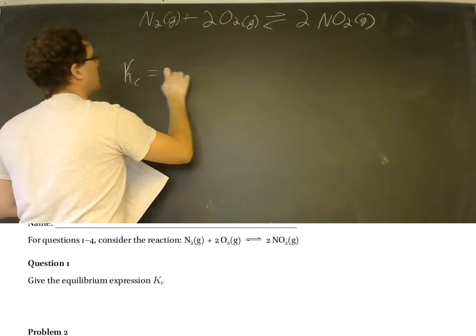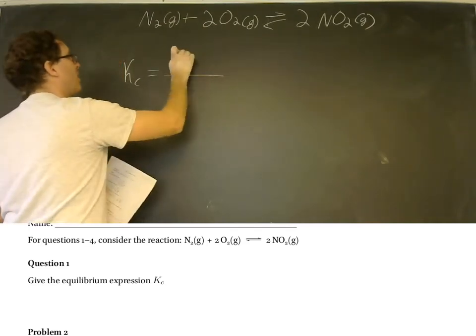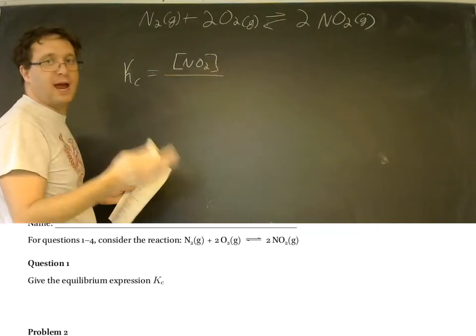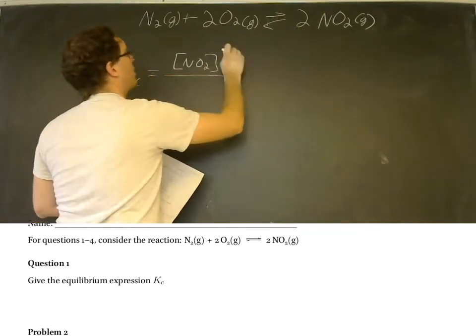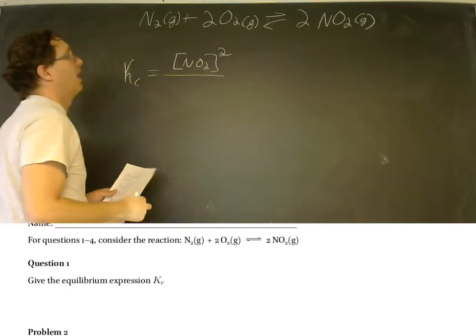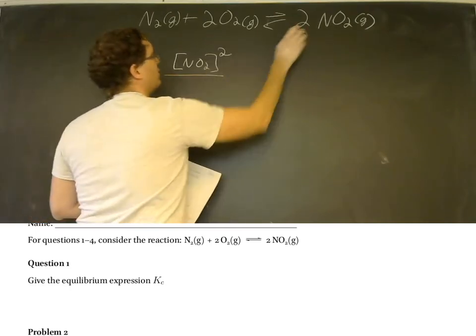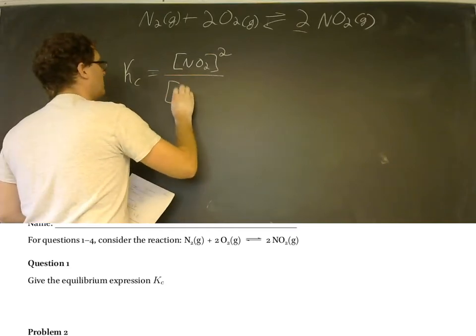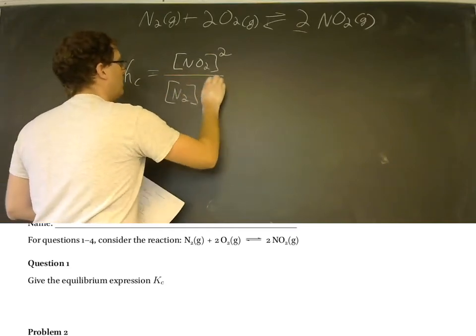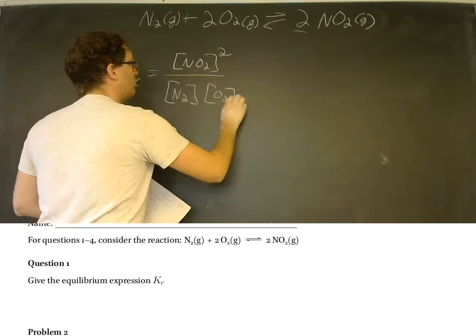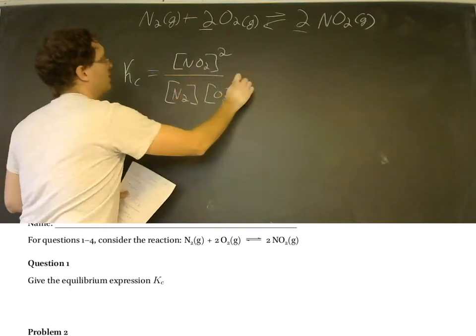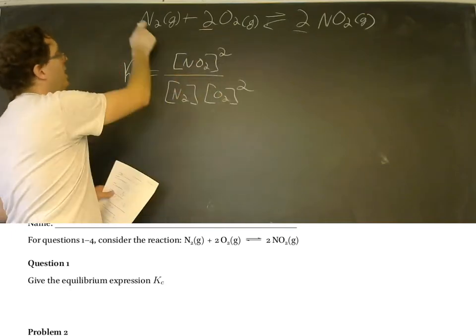Kc is going to equal the concentrations of products, NO2, raised to the power of their stoichiometric coefficients. So the stoichiometric coefficient here is a 2, so we square the NO2, divided by the reactants N2 and O2 raised to the powers of their stoichiometric coefficients. So we'll square the oxygen, nitrogen just has the 1.